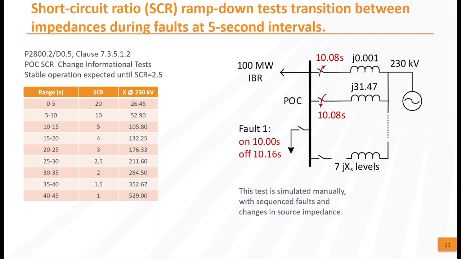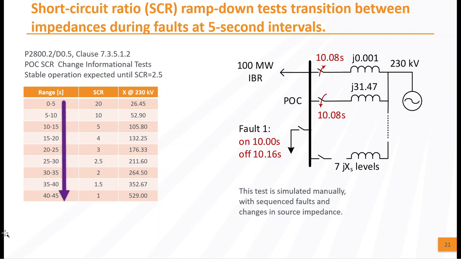But we can start from here, and we can steadily reduce the short circuit ratio down towards 1. We're expecting stable operation until we get around 2.5 or 2. We don't really expect it to be stable when we get down to a short circuit ratio of 1. And so the idea of the test is we start at time 0, and every 5 seconds we do a transition between these short circuit ratios.